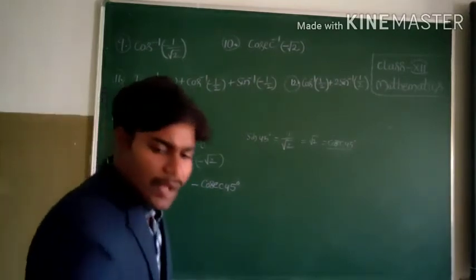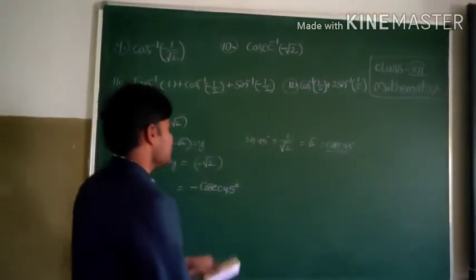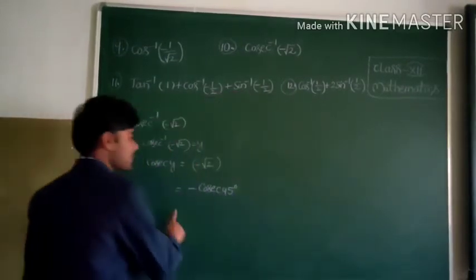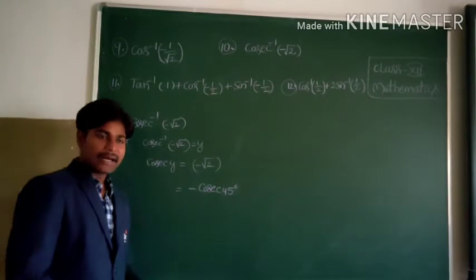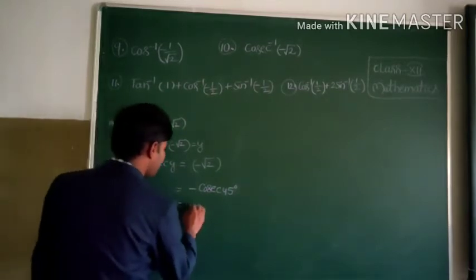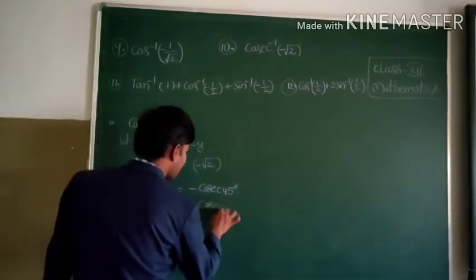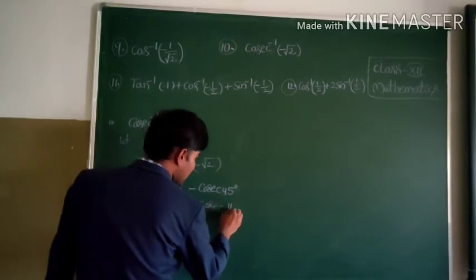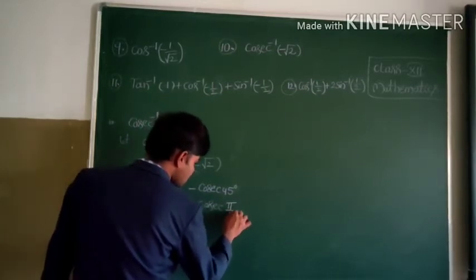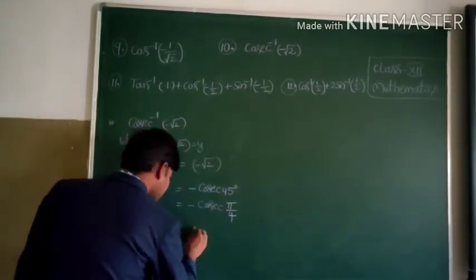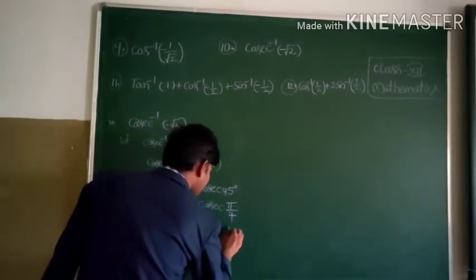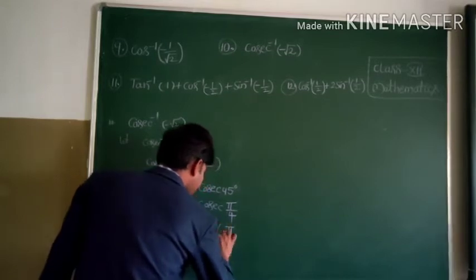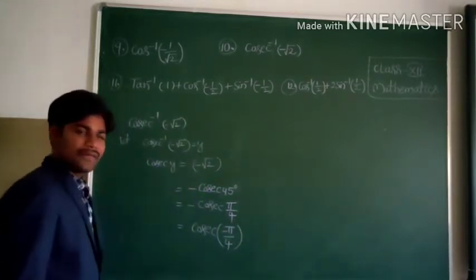So now this degree measure you have to convert into radians, because the range of the cosecant function is always in radians only, right? That's why here, minus cosecant of 45 degrees, we already converted in terms of radians, pi by 4. So we can write cosecant of minus pi by 4.